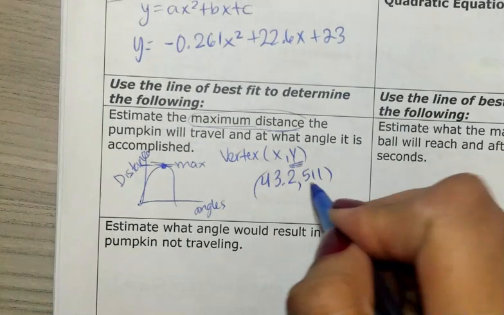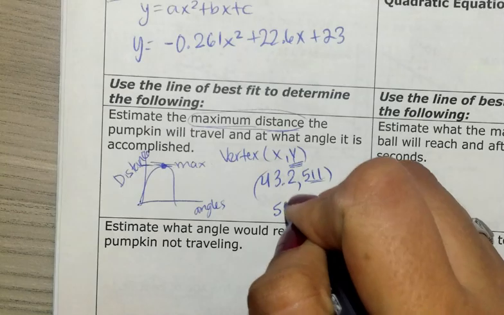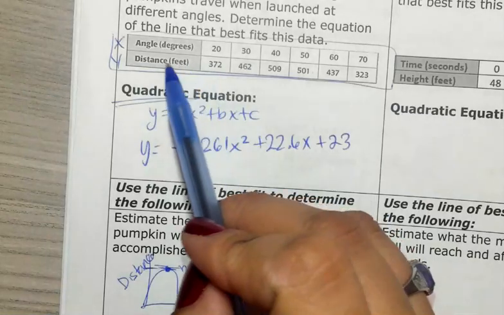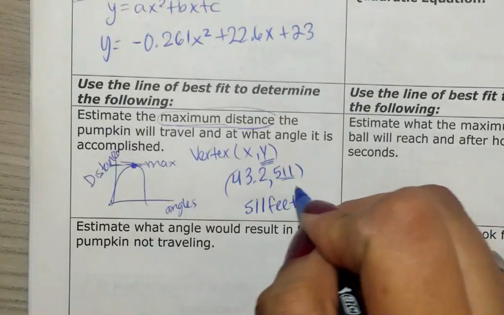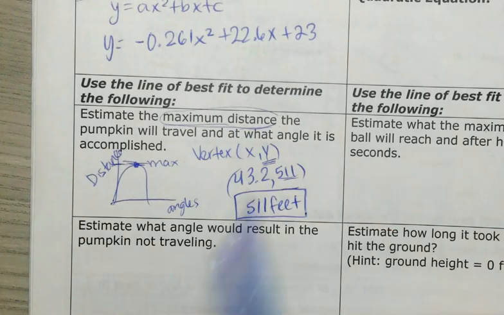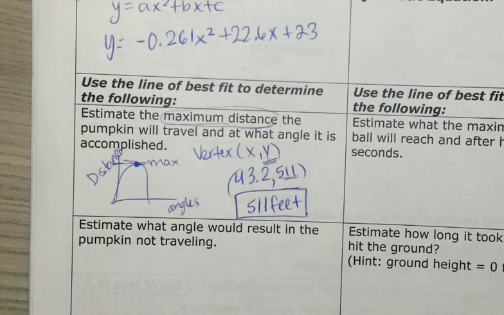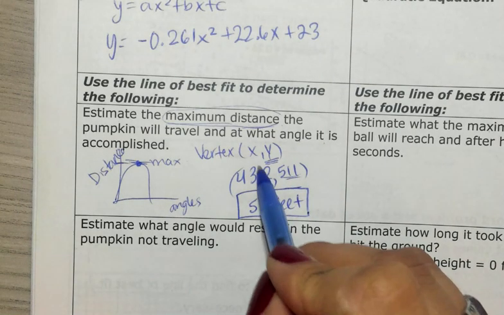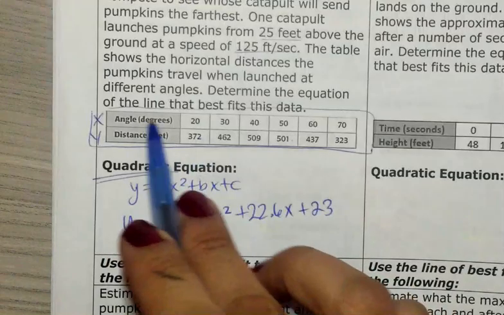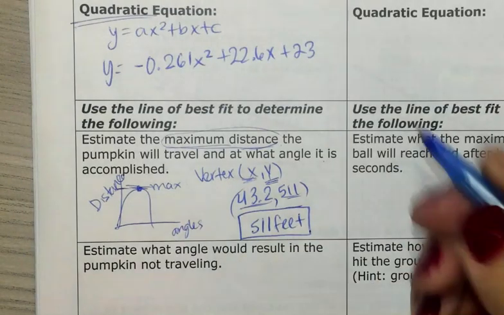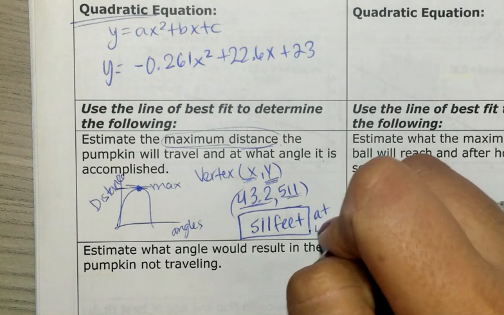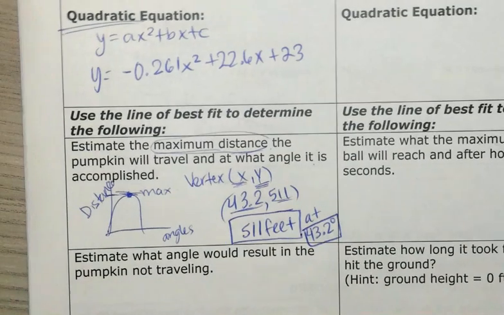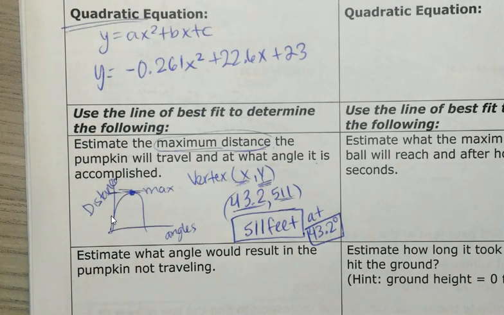And if we interpret this maximum distance, we're looking at the Y value. So 511 feet, according to the table, distance in feet. That is the maximum distance that the pumpkin will travel. Then it's asking at what angle is it accomplished. So that's where the X value answers the angle. Angle is the X. So we can just say at 43.2 degrees. So that answers the angle that it was accomplished.